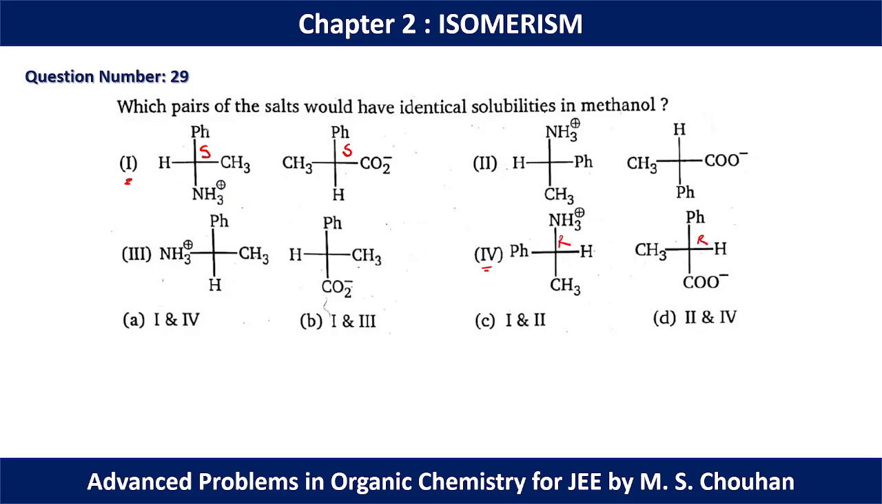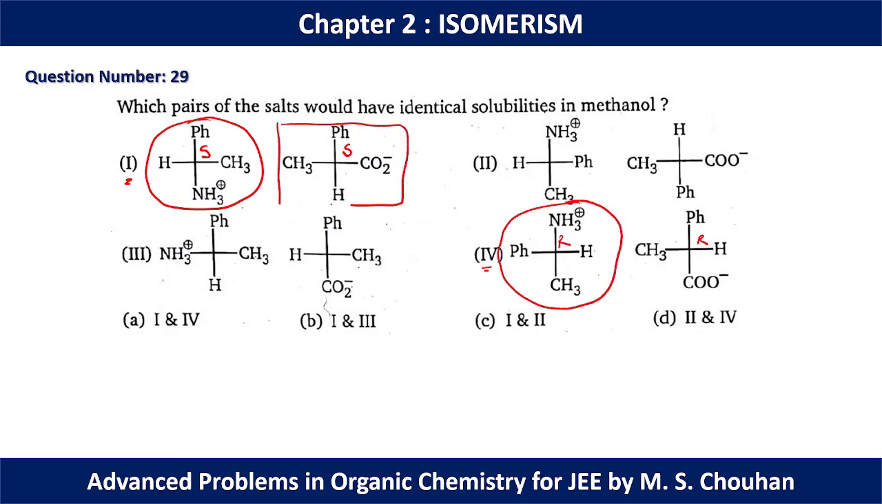So this first molecule and this molecule, they are enantiomers of each other, and again this molecule and this molecule, they are also enantiomers of each other. So enantiomers will have the same type of solubility in any solvent. So for question number 29, option A should be the correct option.